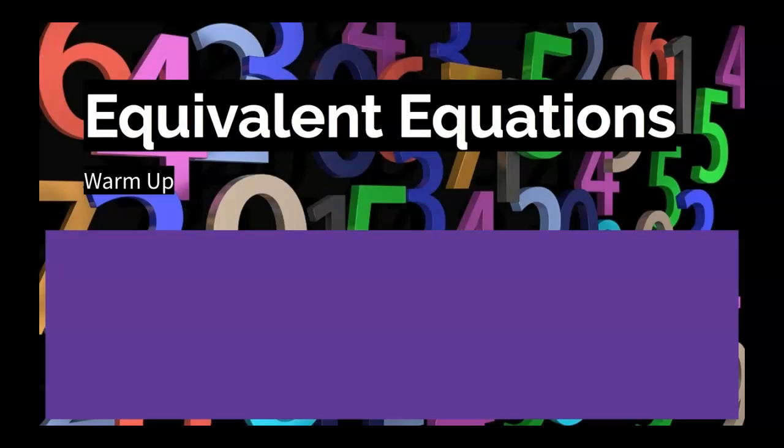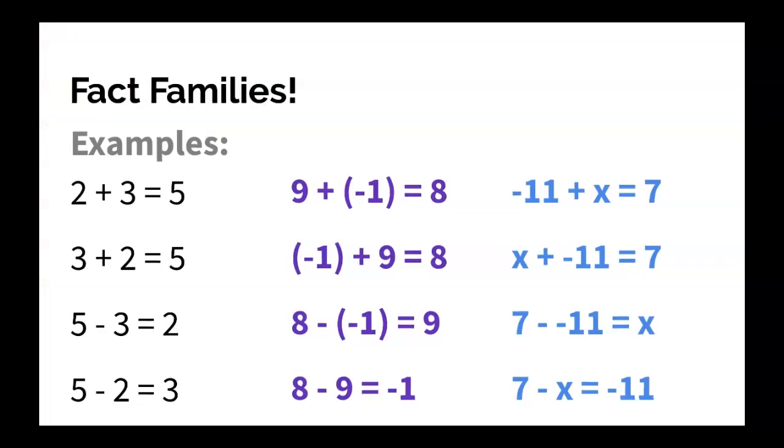numbers. Today we looked at this warm-up with equivalent equations, and we saw these fact families. Because 2 plus 3 equals 5 and 3 plus 2 equals 5, it's also true that 5 minus 3 equals 2 and 5 minus 2 equals 3. This sort of relationship also worked with these negative numbers. We could rewrite these addition problems into subtraction problems with the fact family, or vice versa if it made it easier for us to solve a problem.